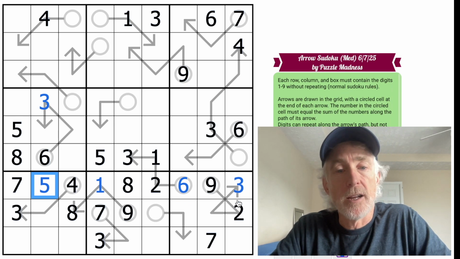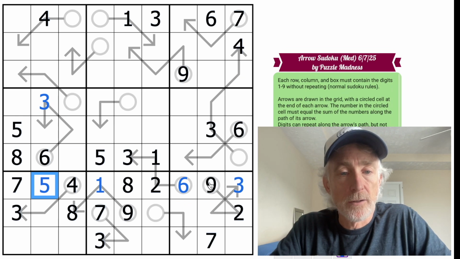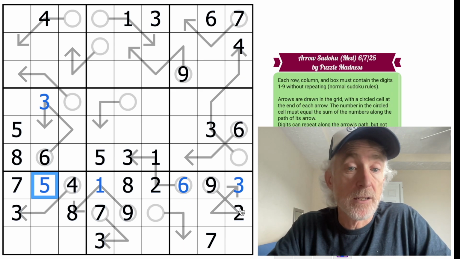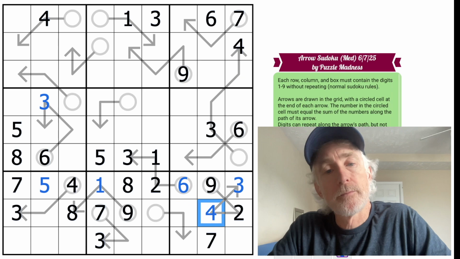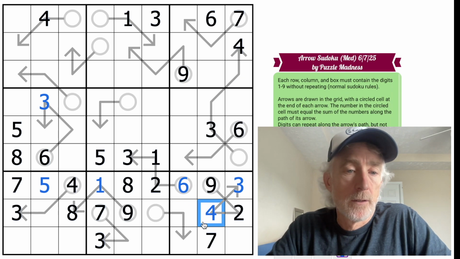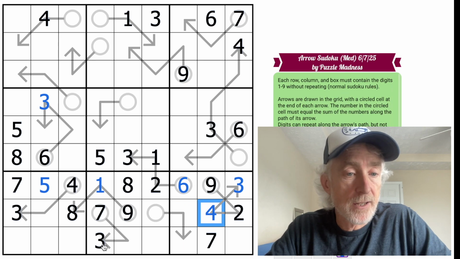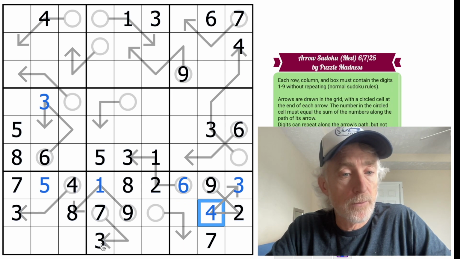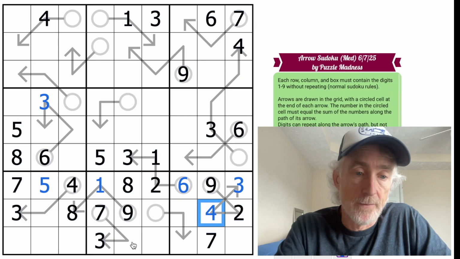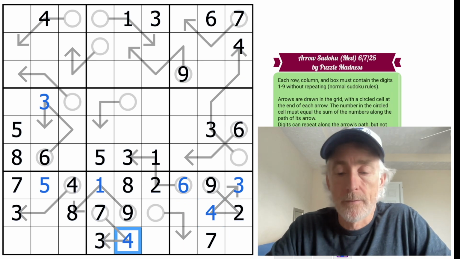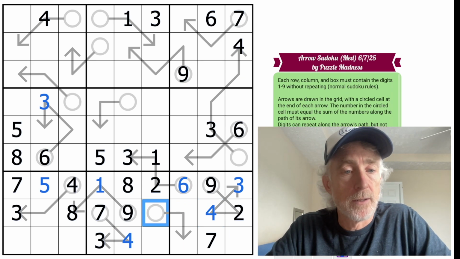So let's go over here now. Now that we have that 3, this 9 in the circle means that these 3 cells here have to add to 9. Well, we already have 3 and 2, so this must be a 4. Okay, and over here, I could have seen this before. 7 is in the circle, and 3 is on the arrow. There's only one other cell, so 3 plus 4 is 7. All right, so this is now a pair.